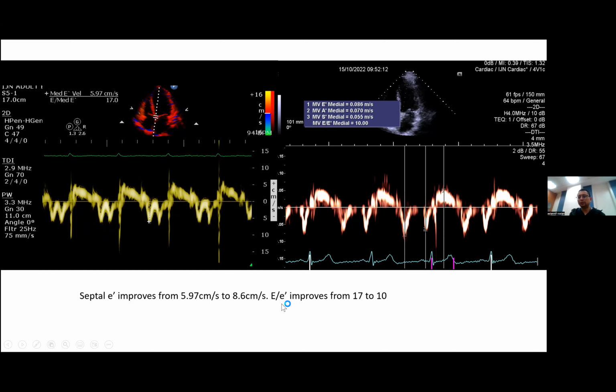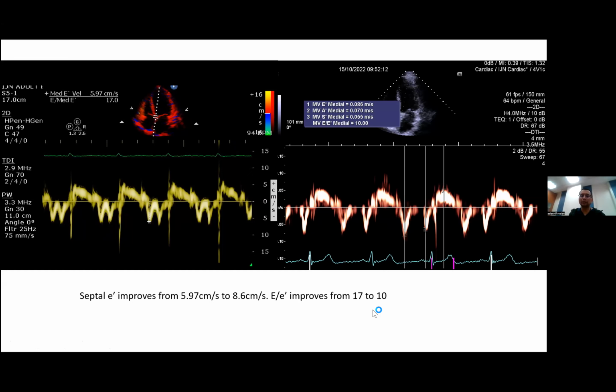And in fact, you can look at E over E prime, which is the marker of the left atrial pressure, has improved from 17 to 10. So for E over E prime average, a value of more than 14 indicates increased left atrial pressure. For E over E prime septum, a value of more than 15, and for E over E prime lateral, a value of more than 13. So you can see that the LA pressure has also normalized.